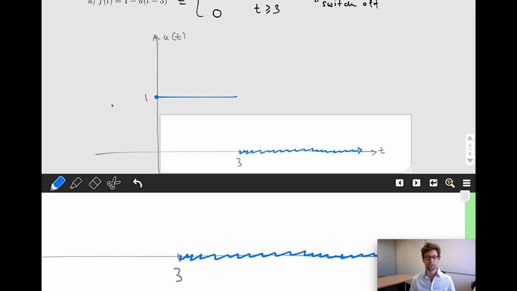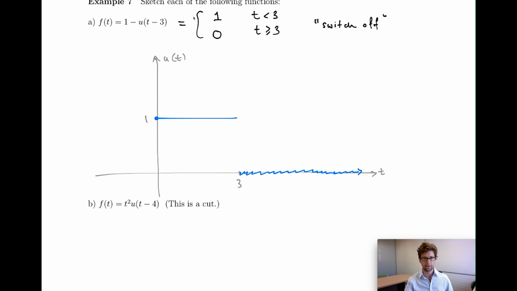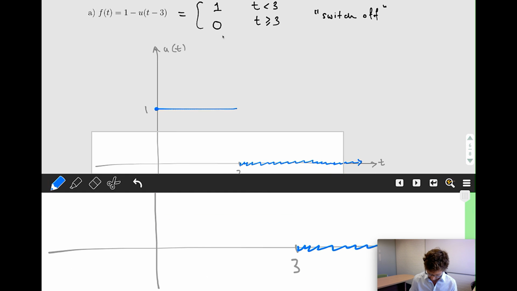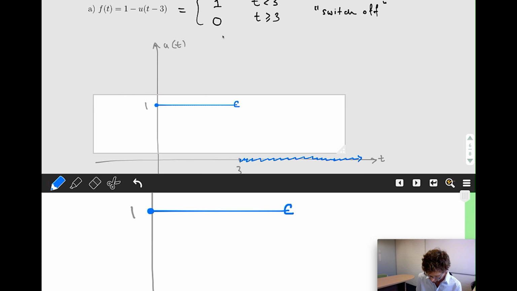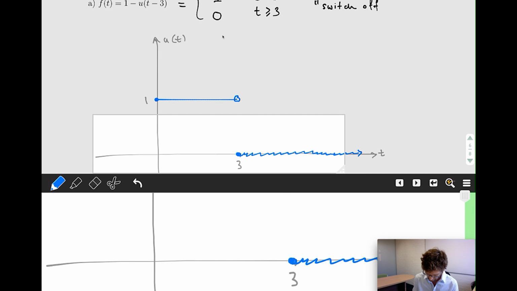Now, of course, we have to decide what happens at the value t is equal to 3. So let's take a look at our definition. Now this came from the definition of the Heaviside itself. It split up the domain for t into t less than 3 or t greater than or equal to 3. And that tells us what values this function will take at t is equal to 3. So we've got less than 3 is 1, greater than or equal to 3 is equal to 0. So at t is equal to 3, this thing is 0. So we're going to indicate that with an open circle up here and a closed circle down here.